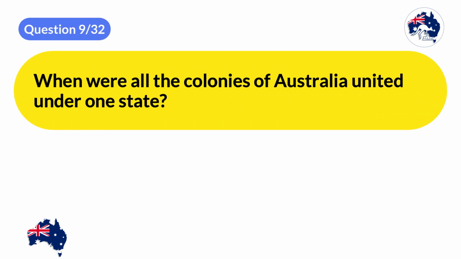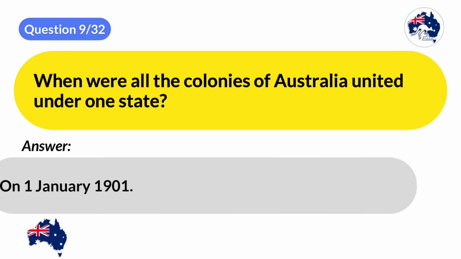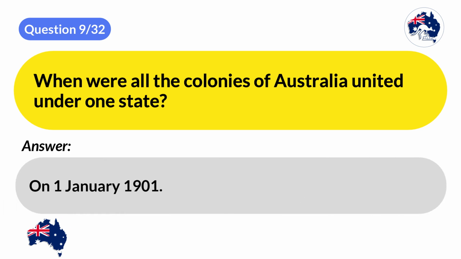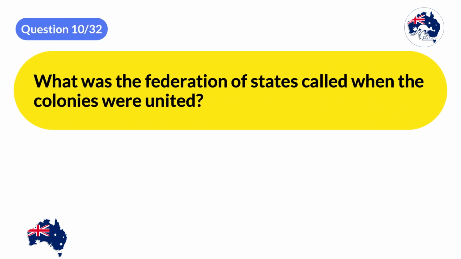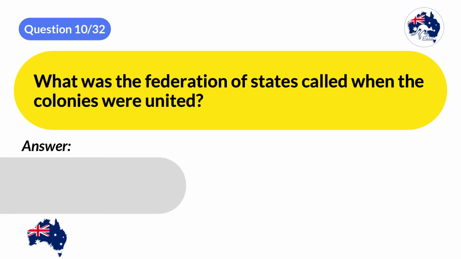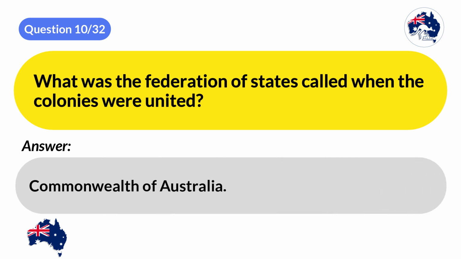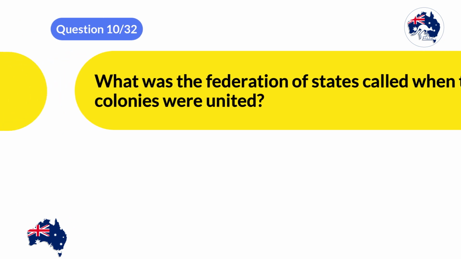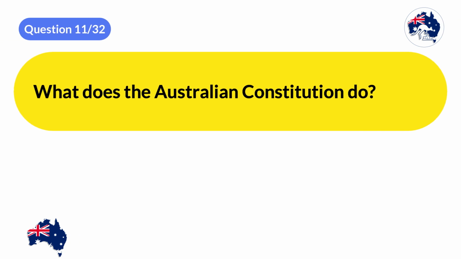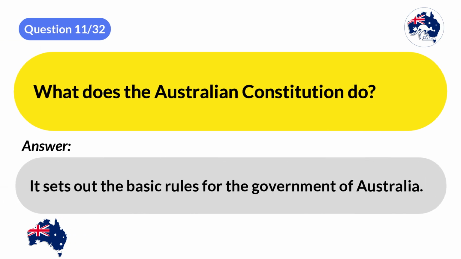When were all the colonies of Australia united under one state? On January 1, 1901. What was the Federation of States called when the colonies were united? Commonwealth of Australia. What does the Australian Constitution do? It sets out the basic rules for the government of Australia.